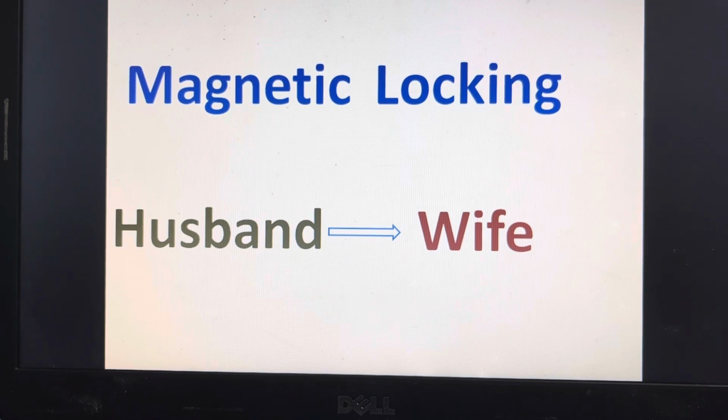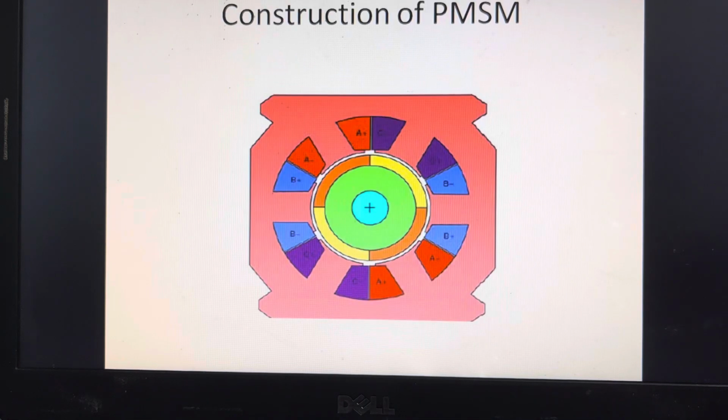In a successful married life, the husband gets locked to the wife and they run synchronously.